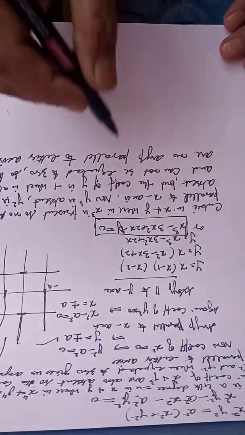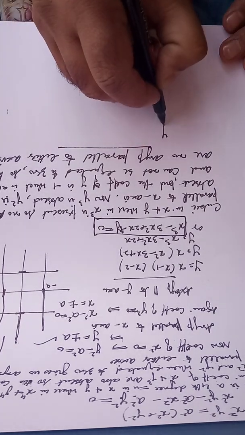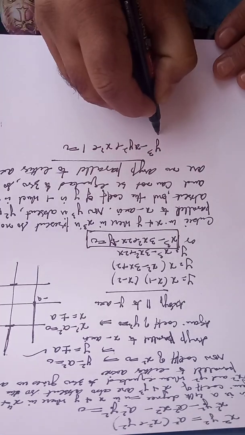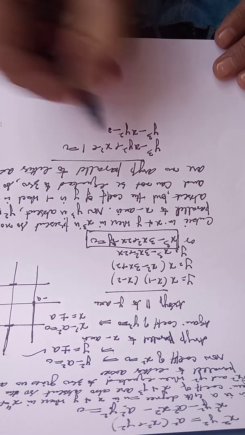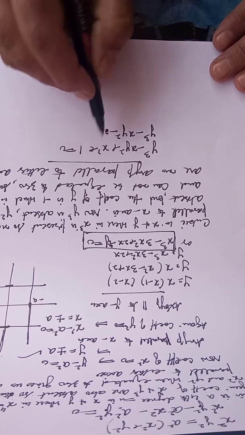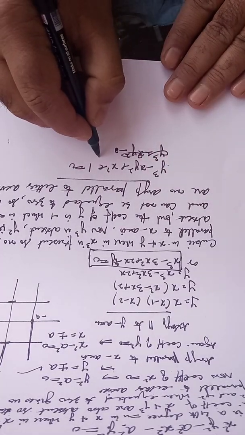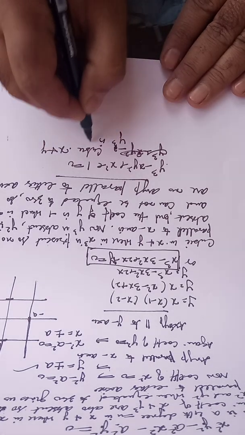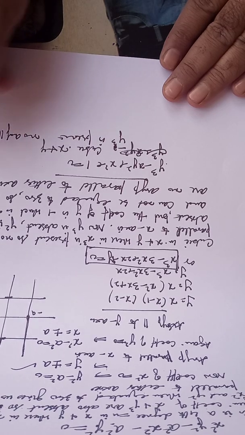Let me take one more question. Say you have y cube minus xy square plus x square plus 1 equal to 0. This is cubic in x and y, y cube is present. So no asymptote parallel to y-axis.